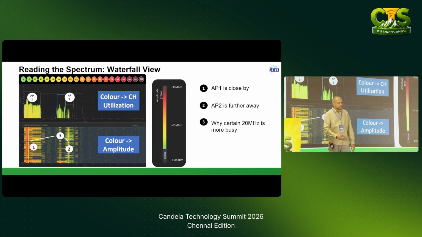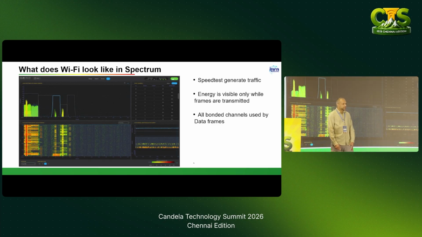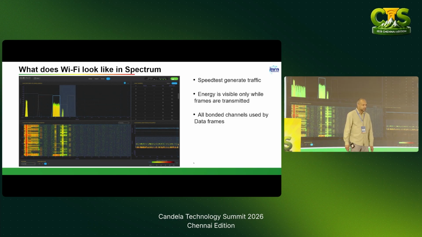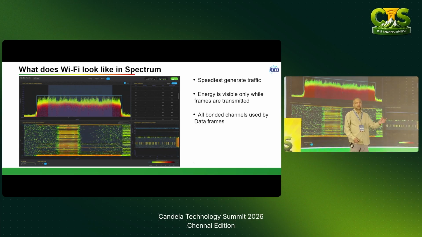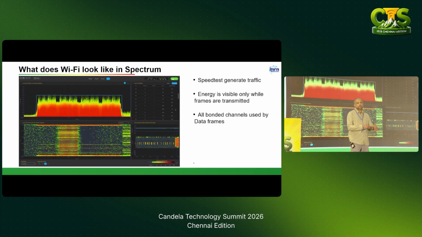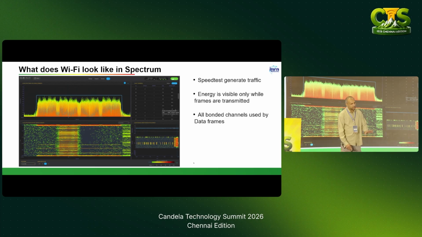So now we discuss why only 20 megahertz is busy. That's the primary channel. In that way, this is a typical Wi-Fi normal use case. You will see this kind of spectrum. Now this is typical Wi-Fi in operation. If I'm doing an upload, download like a speed test, you will see the spectrum get utilized over a period of time while I'm doing the upload, download. And then once that finishes, it goes back to normal. The beaconing channel gets busy, other channels will be free.